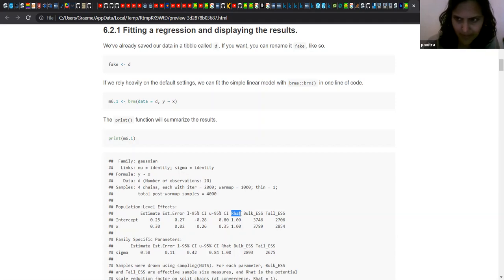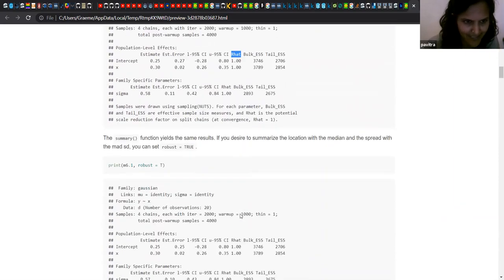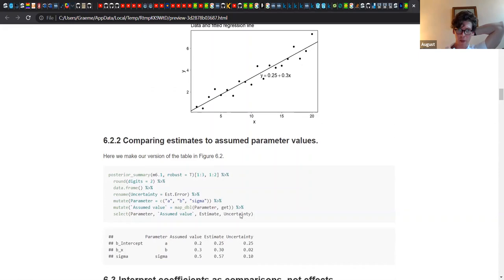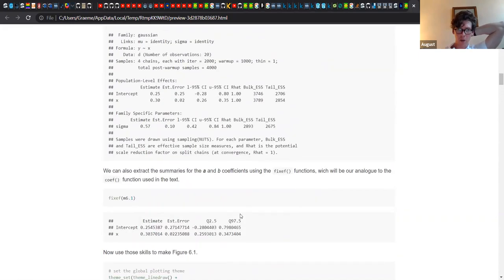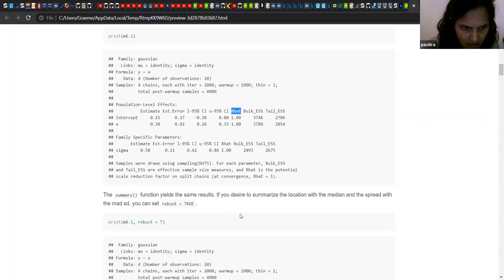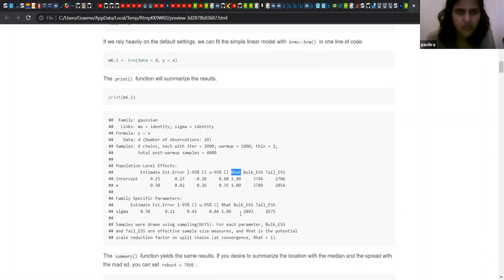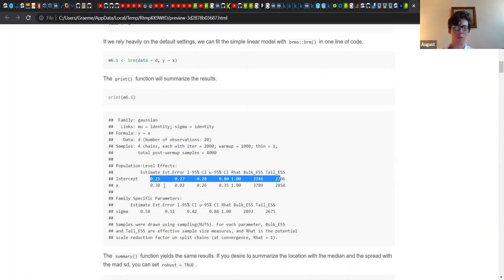That would mean it's a perfect correlation. That's hard to believe, so I'm not sure if that is correct. Okay. I guess that's something that we'd need to understand. And then bulk ESS and tail ESS, I'm not really sure what those two are, but it must be descriptions of the variables. These are all parameters.